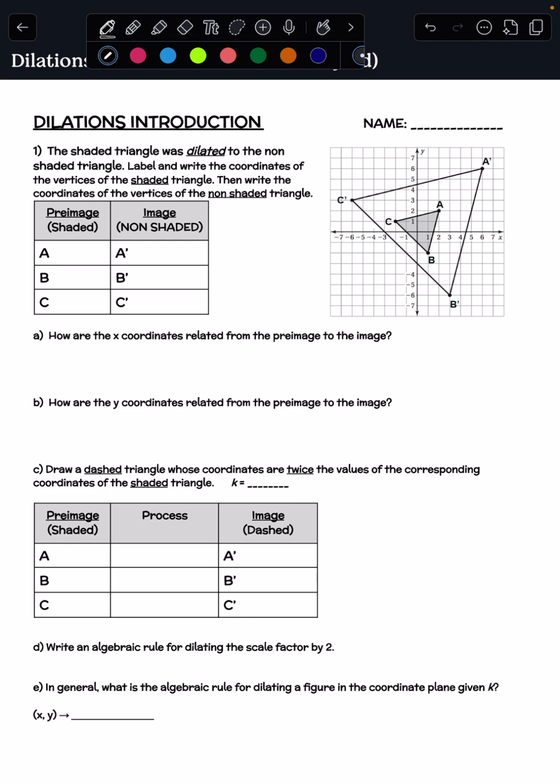So if we look at this shaded triangle that was dilated to the non-shaded triangle, then we're going to have an enlargement just because this shaded triangle is becoming larger to become that non-shaded triangle, okay? So we're going to go ahead and label all the vertices of the pre-image and the image. Go ahead and pause the video and do this on your own.